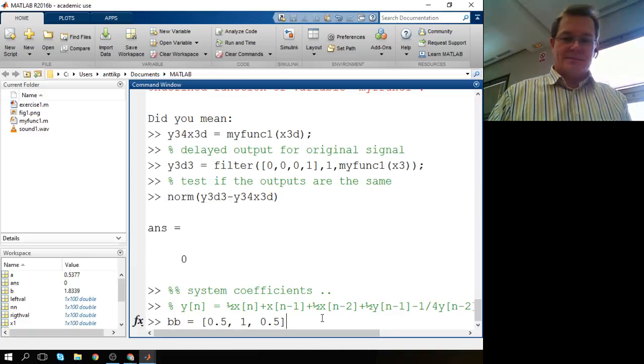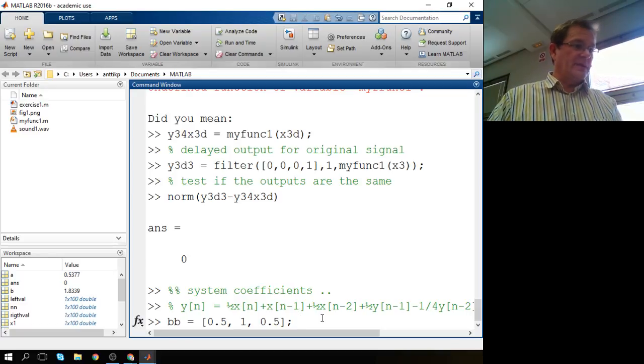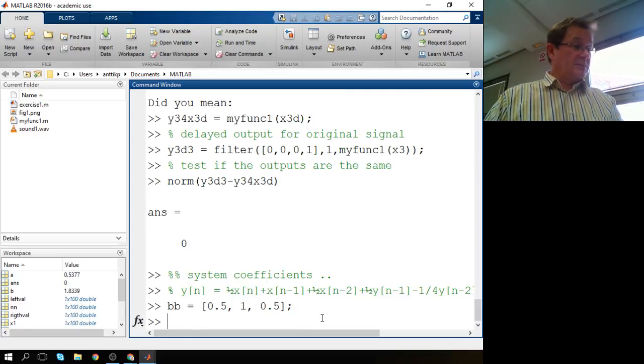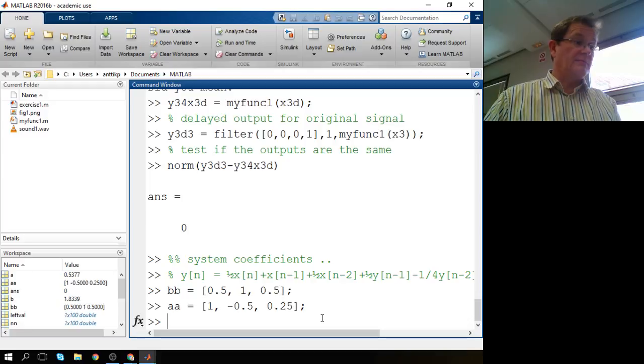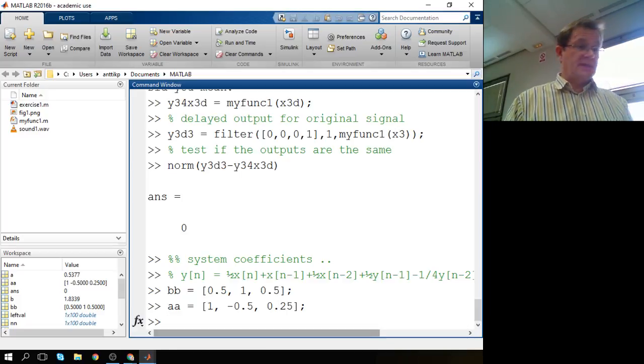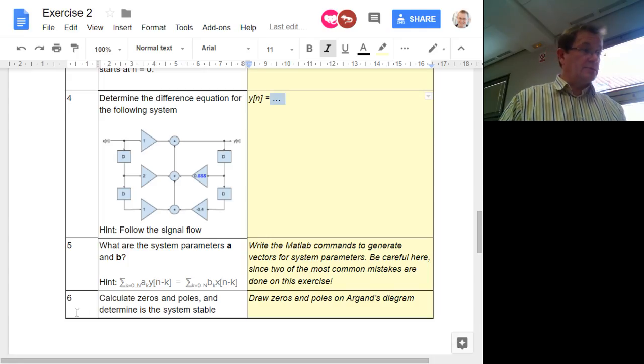Okay, so those are the coefficients for the input, and then the coefficients for the output and feedback. A0 is almost always 1. Then you have minus 0.5 and 0.25. Okay, those are the values. And then we can do some magic.